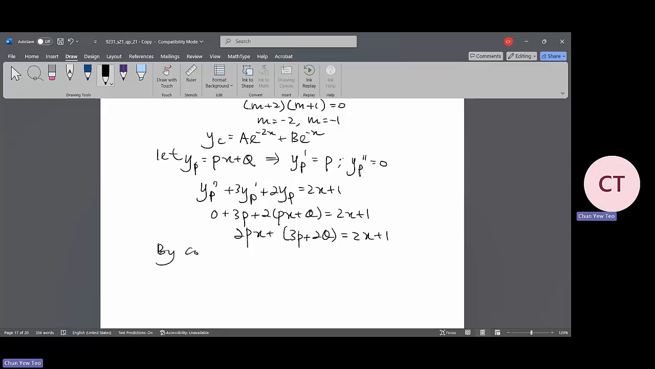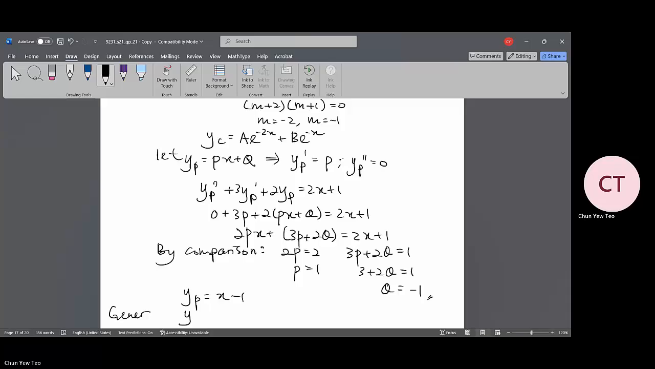By comparison, 2p is equal to 2, that means p is equal to 1. 3p plus 2q is equal to 1, so 3 plus 2q is equal to 1. Therefore, your q is -1. So you found p and q. So your yp will be x minus 1. Your general solution is y equal to yc plus yp.